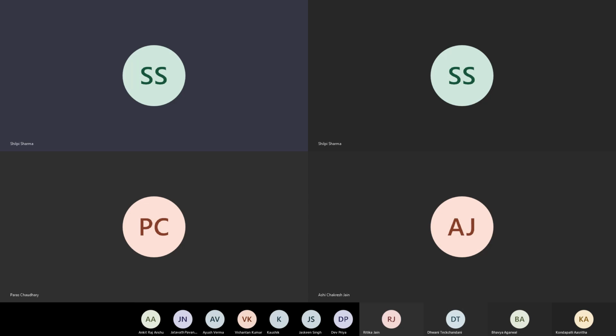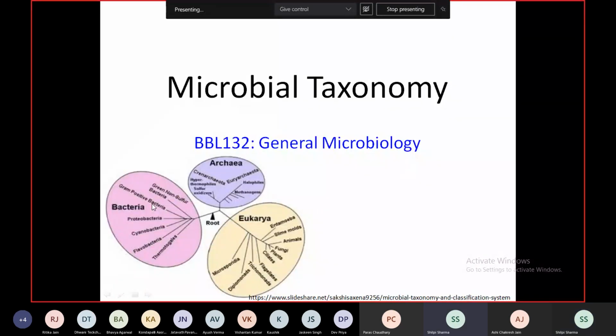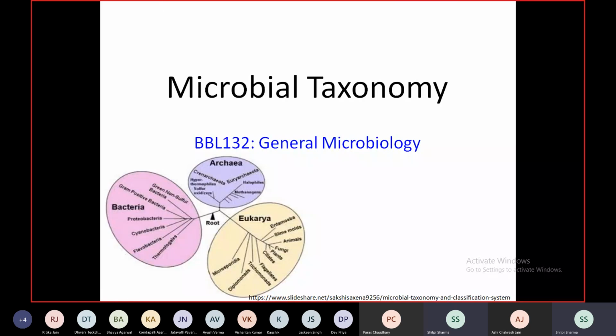And now it is important to know how this enormous diversity is catalogued. And what happens if you chance upon a microorganism which you believe to be new? So how is it established as a novel microorganism? There have to be strict rules for such groupings, which are accepted by the entire scientific community. So today we'll talk about this science of cataloging called taxonomy. And we will focus on microbial taxonomy today.